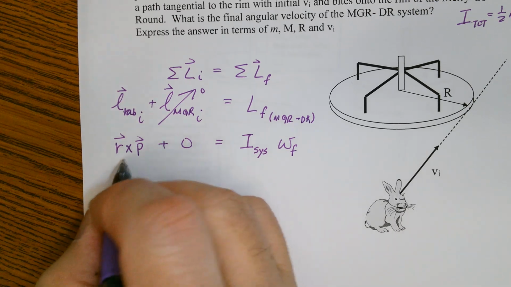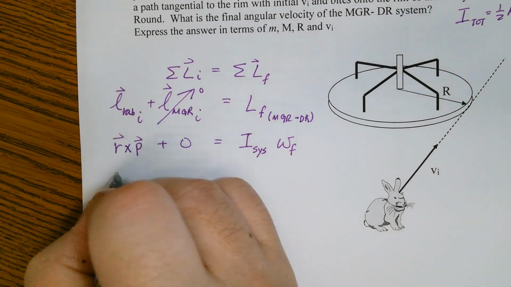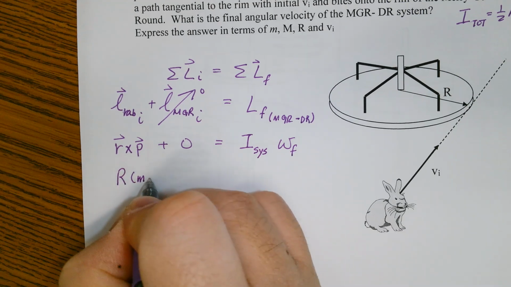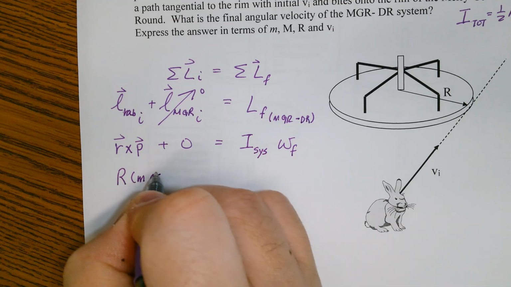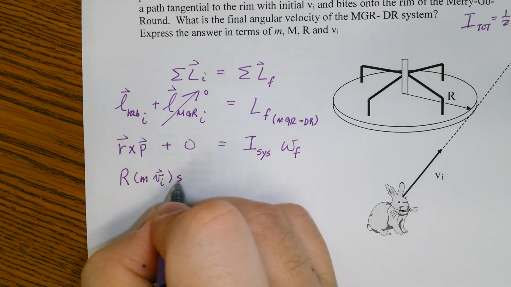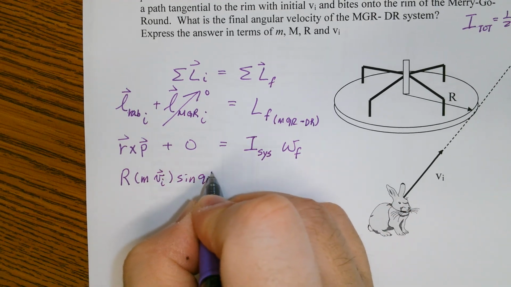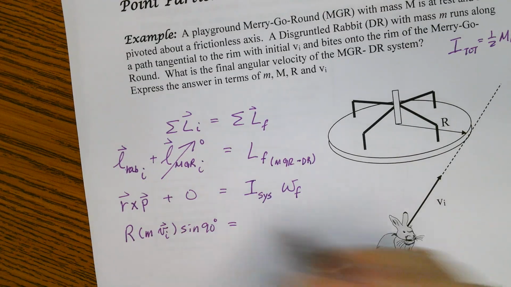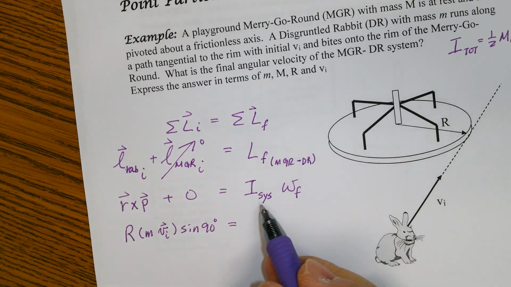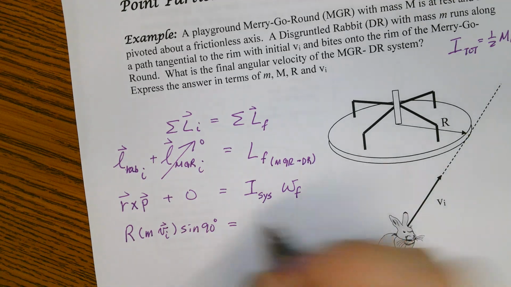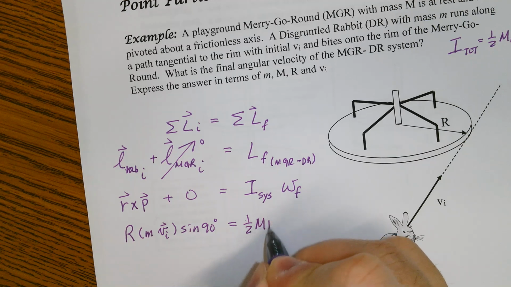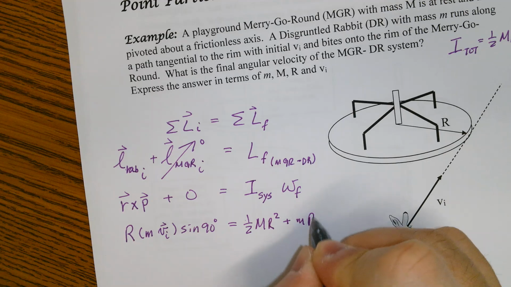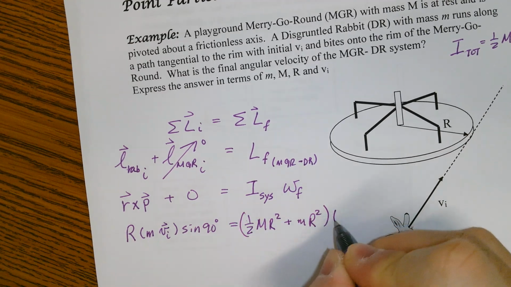So what's r? Well, r is just basically r. Times p, which is the mass of the rabbit times v initial, sine of 90 degrees, is equal to, here we have 1/2 Mr squared plus mr squared times omega final.